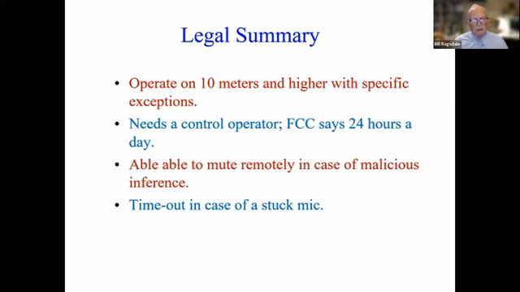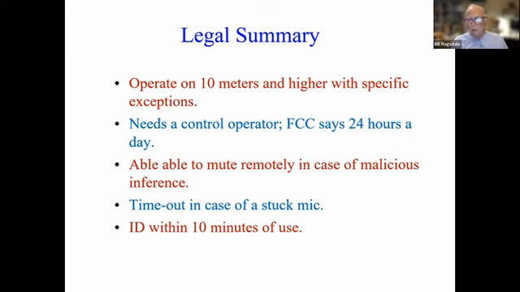And the controller has to do a timeout in case of a stuck mic. The typical case is after 3 minutes of continuous signal, the repeater will mute until the input carrier goes away. So if your mic is stuck or someone is long-winded and talks for 5 or 10 minutes, they'll be cut off after 3 minutes. As soon as they release the carrier, the repeater will go back into operation. And of course, you're required to identify within 10 minutes of use, either by Morse code or by voice.